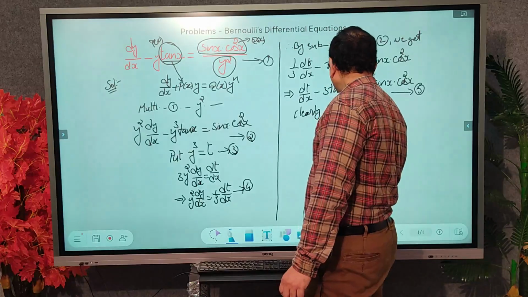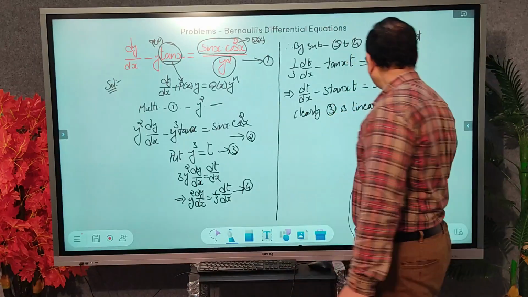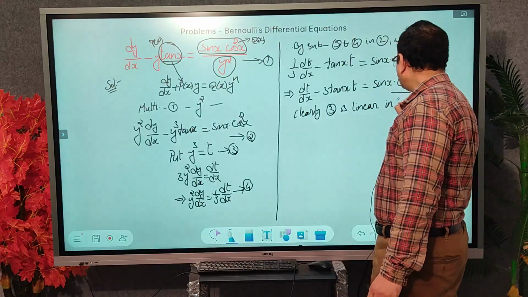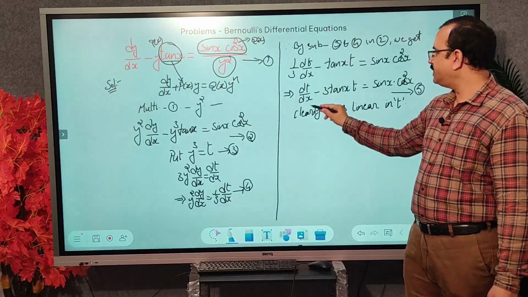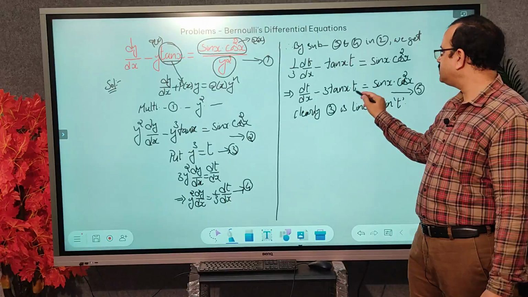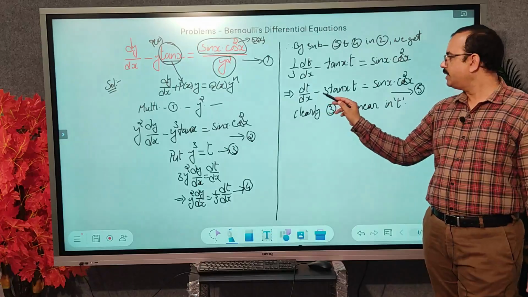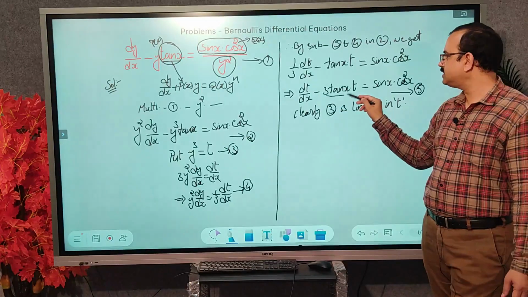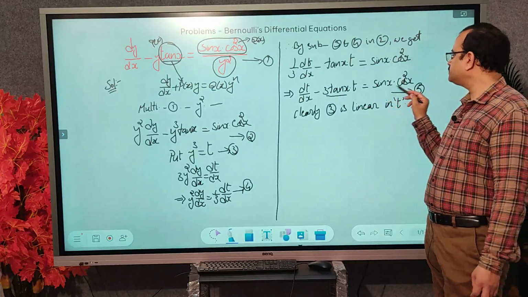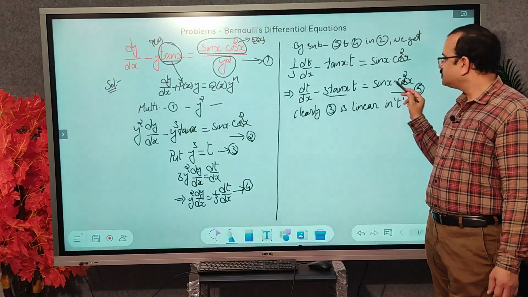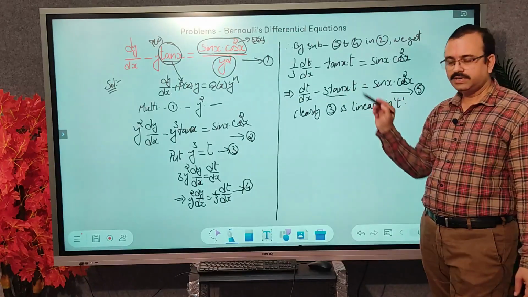So clearly equation 3 is linear in t. If you want, just once again you check it. This is of the form dt by dx minus p of x into t is equal to q of x. In place of p of x, what we have is 3 tan x into t is equal to some q of x, means sin x into cos square x. So this equation 3 is nothing but linear in the variable t.